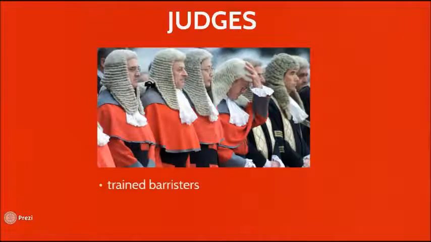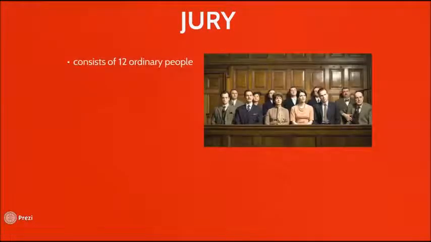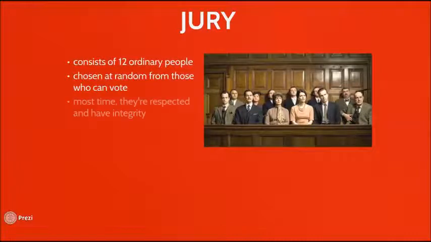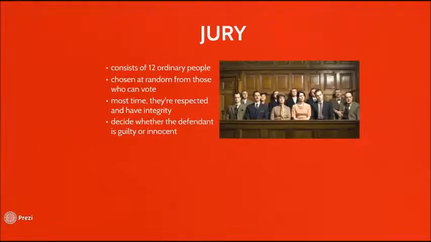Third, judges. Judges are trained barristers who preside and pass the punishment in the courts after the jury decides the defendant is guilty. Next, the jury, consisting of 12 people chosen at random from ordinary people who can vote. In most cases, they are respected people with integrity. After listening to the evidence in the criminal courts, they decide whether the defendant is guilty or innocent.